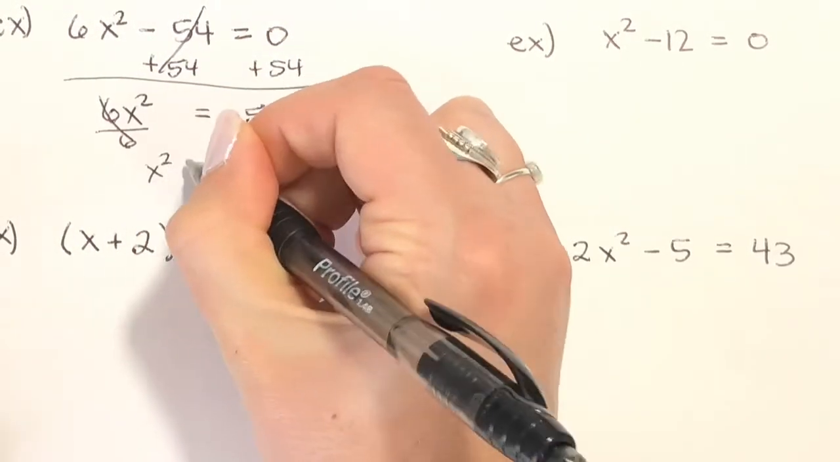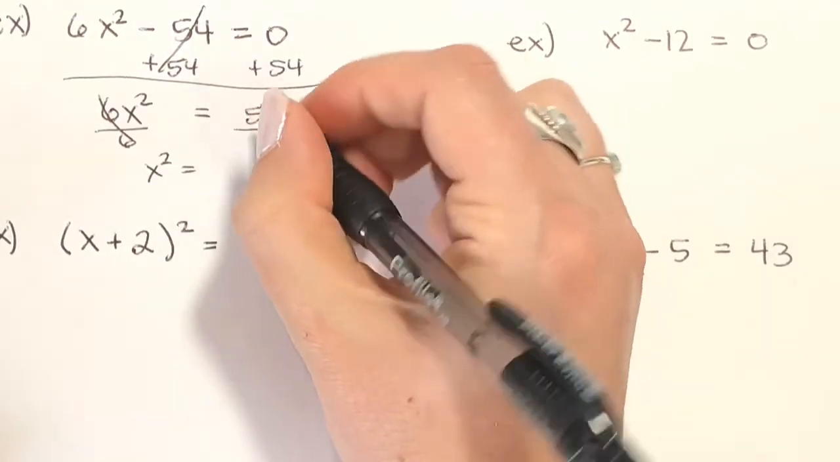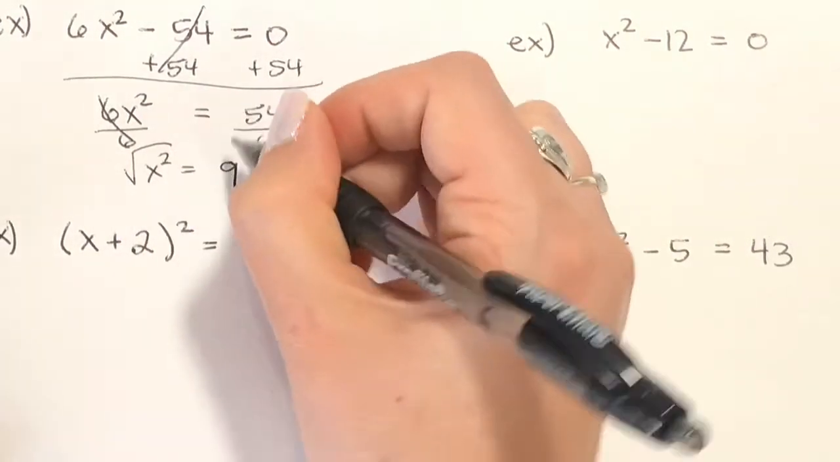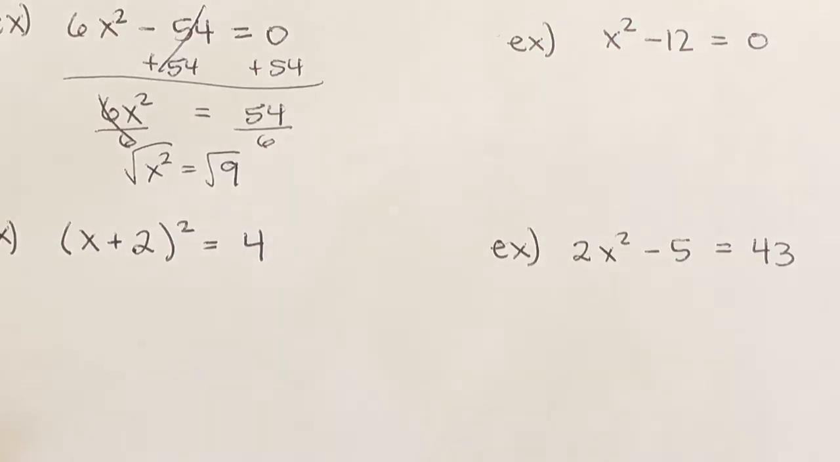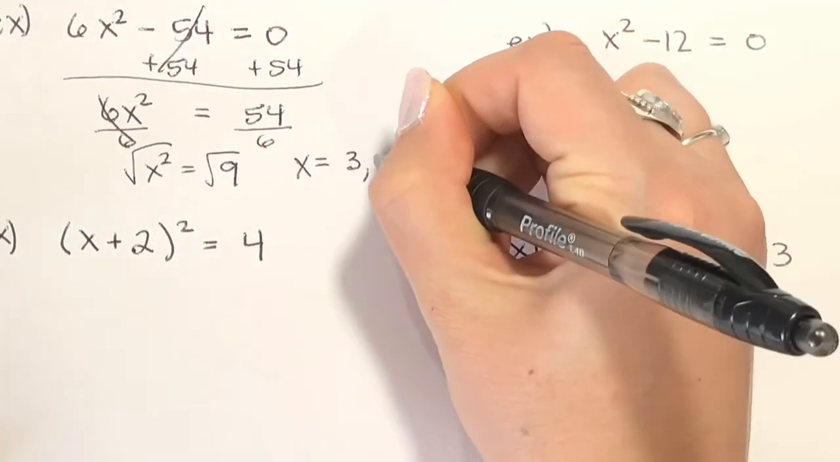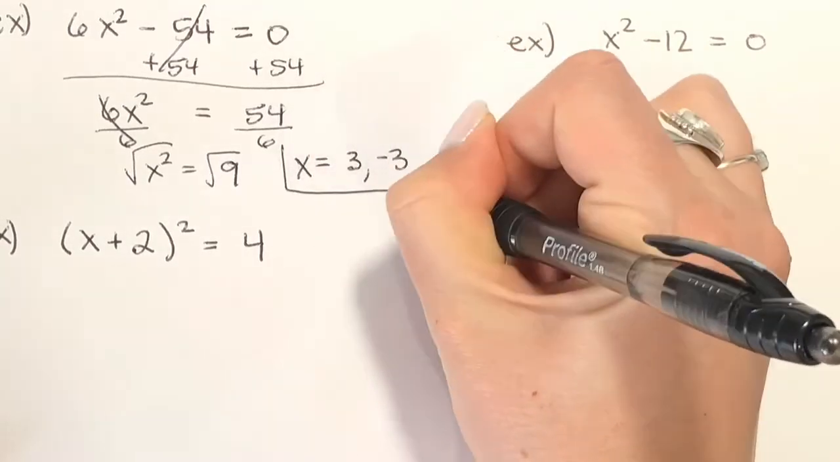So I get x squared is equal to 54 divided by 6, which is 9. And now that I have the x squared alone, I can do the square root. And the square root of 9 is going to be 3 and negative 3. And so that would be your answer.